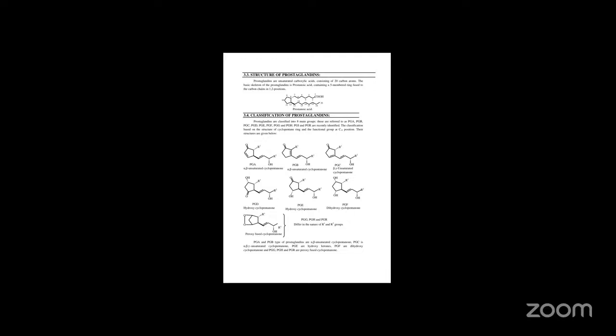In prostaglandin A, an alpha beta unsaturated cyclopentanone ring is there. In PGB, alpha beta unsaturated cyclopentanone is there. In PGA, the double bond is on the left side. In PGB, the double bond is on the right side. In PGC, beta gamma unsaturated cyclopentanone is there.